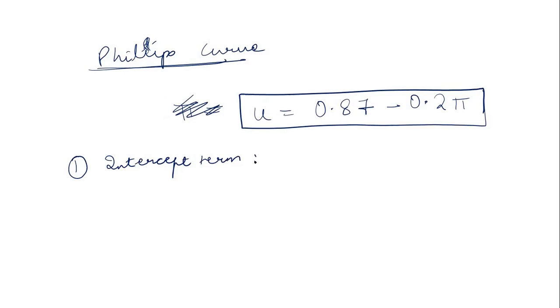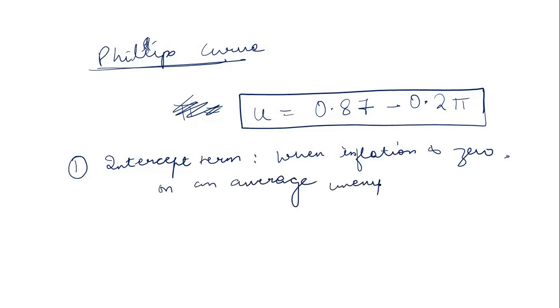So, the intercept term tells you when inflation is 0, there is no inflation in the economy. Prices are not increasing at all. When inflation is 0, on an average, unemployment is 0.87%. Or I will just use units for now, 0.87 units.